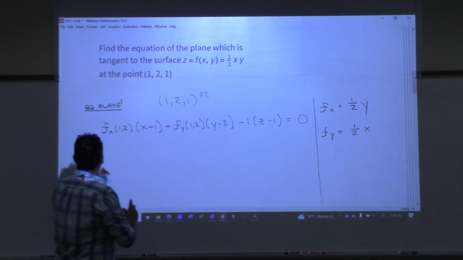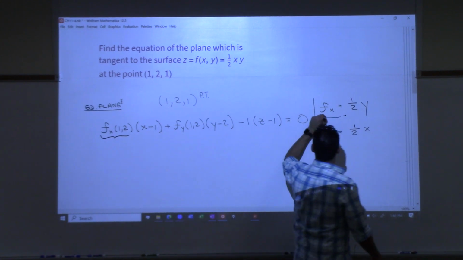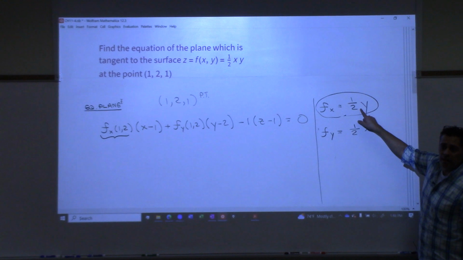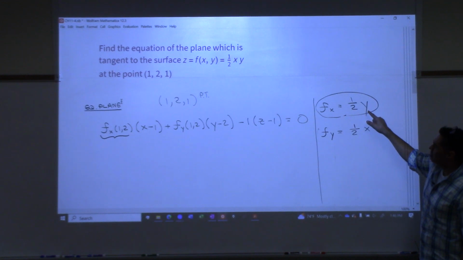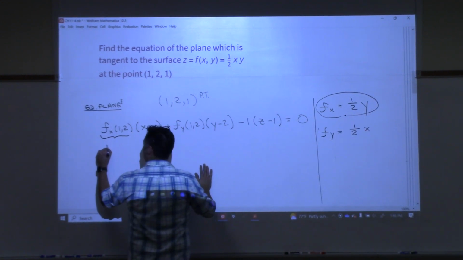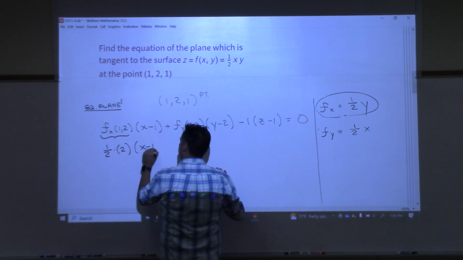So this piece here means we have to take this function right here and for x plug in 1 and for y plug in 2. But there are no x's in here. So I'm just going to plug what into this? 2. So I'm going to write 1/2 times 2, and then that's in front of x minus 1.